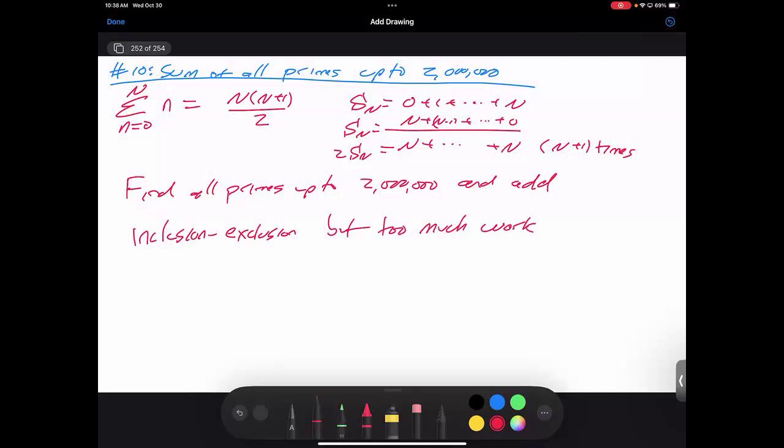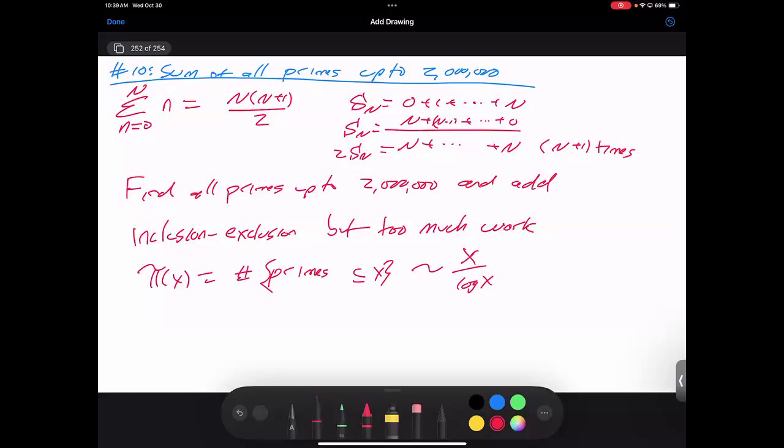So can we estimate the number of primes less than that? So pi of x is defined to be the number of primes less than or equal to x. And the prime number theorem says that this is approximately x over log x. So percentage-wise, in the limit, the percentage of numbers that are prime goes to 0. But there's still a lot more than squares. So there's a lot of primes.